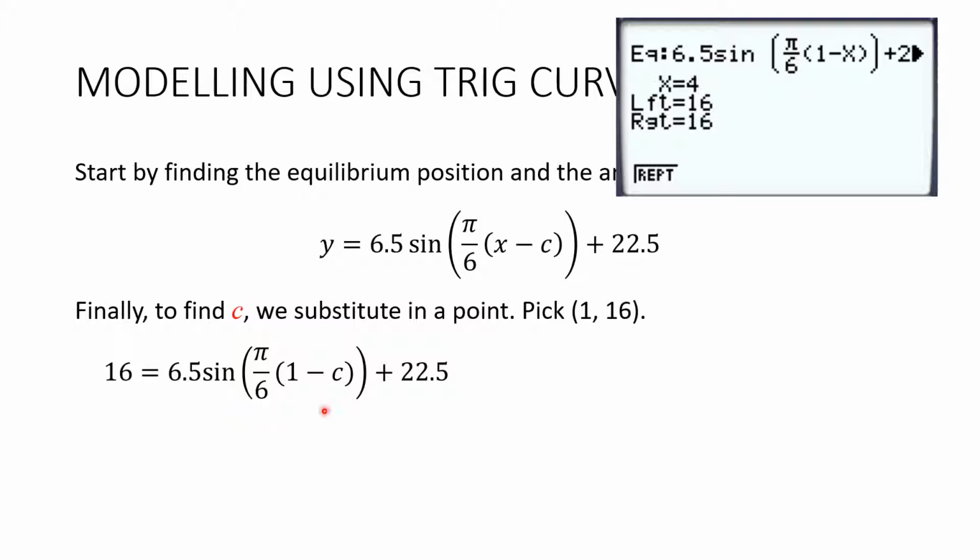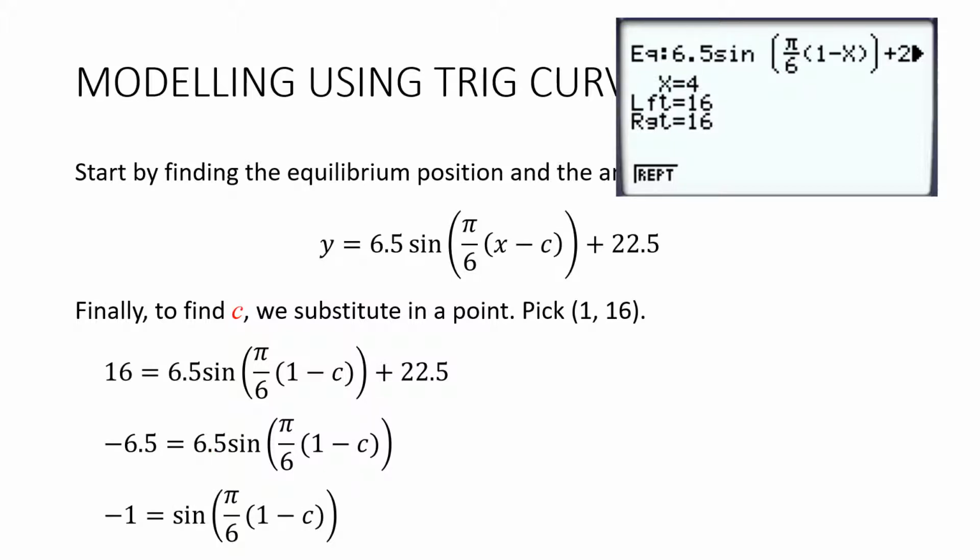But suppose they were nasty enough to give this in the non-calculator, we would take our 22.5 across, divide by 6.5, solve this. So we need to find inverse sine of -1, and I'm going to put that as negative pi on 2. Take our pi on 6 over the other side, so I'm multiplying by 6 on pi, and then solving, and I get C is equal to 4.